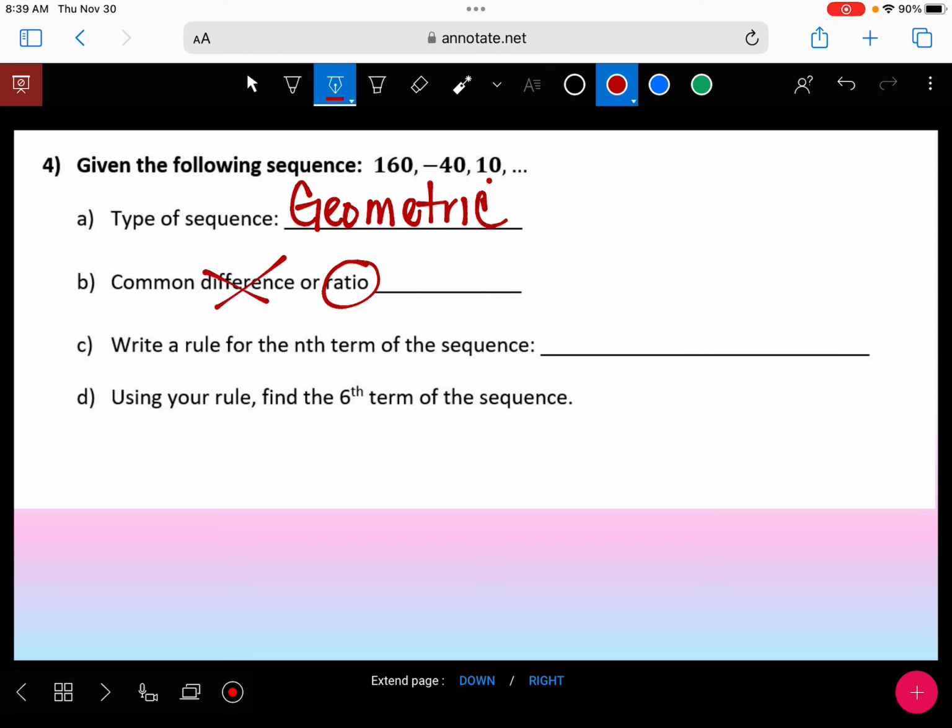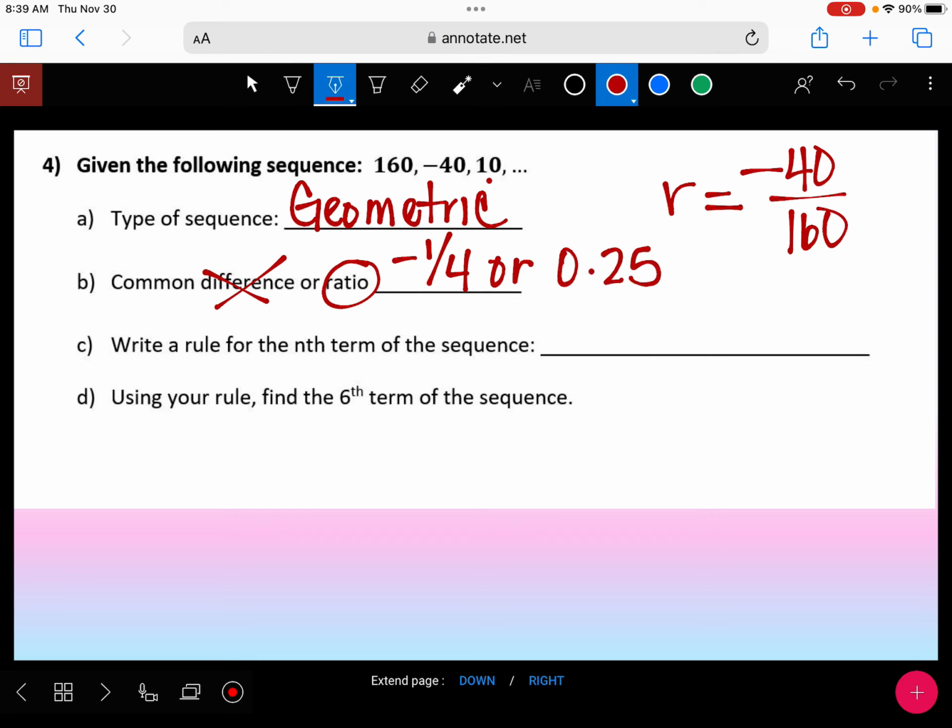And my common ratio, if you have a hard time figuring it out, is going to be 160 divided by negative 40. Oh, I wrote that backwards. I'm sorry, y'all. It's always T2 divided by T1. So it would be negative 40 divided by 160, which you can write as a fraction or as a decimal. So you can say negative 1/4, or you can say negative 0.25.